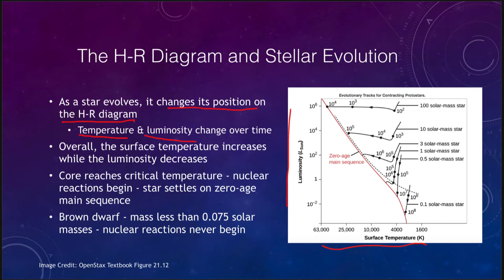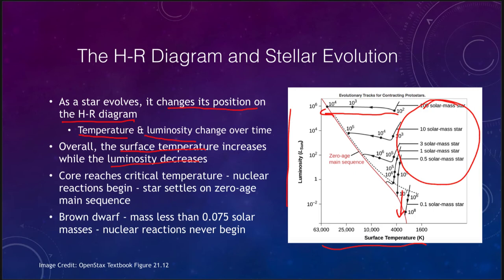So if we look here for a protostar that is collapsing, the tracks are slightly different depending on the mass. They all start up in the upper right hand side of the main sequence, which also contains red giant stars. However, red giant stars are not buried within nebulae. So these stars are very hard to actually see with regular telescopes. So what happens overall is that the surface temperature will increase much more for a very high mass star, going up to tens of thousands of degrees, maybe only a little bit for a low mass star, maybe only increasing a few hundreds of degrees. But in general, the temperature will increase and the luminosity will decrease.